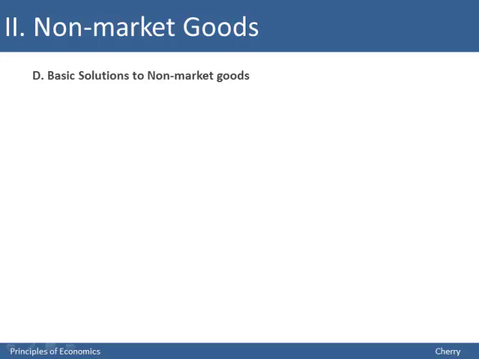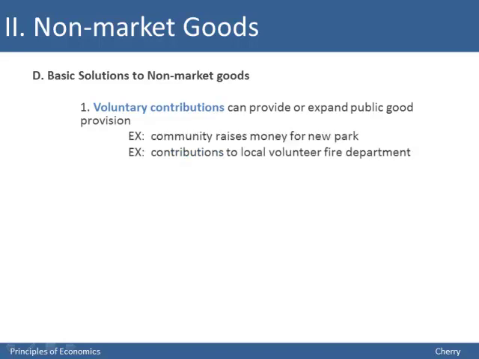So let's look at some basic solutions to these problems associated with non-market goods. First, we can have voluntary contributions that can provide or expand public good provision. Right? We often see communities raise money for new public projects like a park, and we often observe contributions to local volunteer fire departments, rescue squads, and so forth. Even though voluntary contributions can provide some benefits and some level of public goods, it generally falls short of what would be optimal and efficient for society.